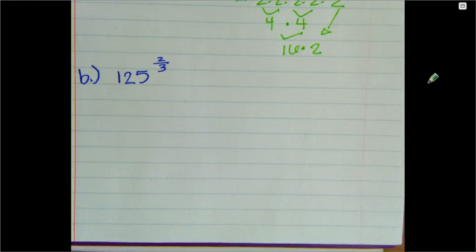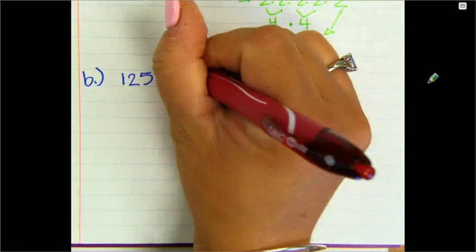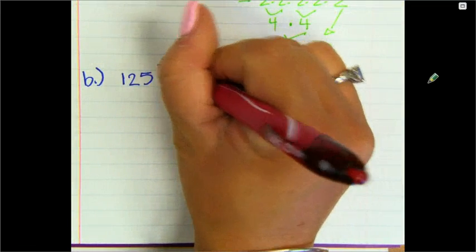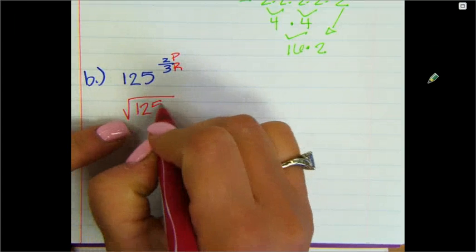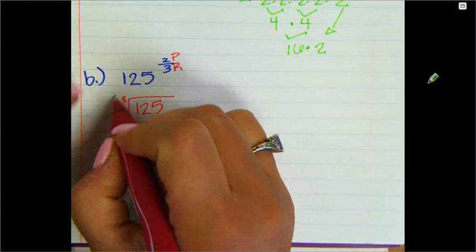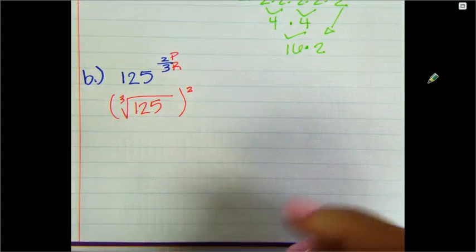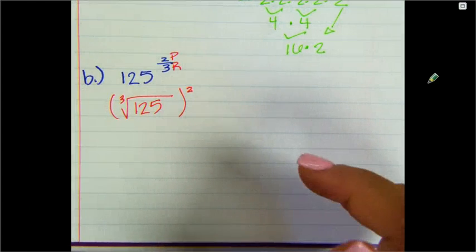All right, ready? 2. What is your 2? It's your power. What's your 3? It's the root. Inside the radical is what number? What is your root on the outside? And what's your power on the other side? Good. We good? All right, now go solve it.